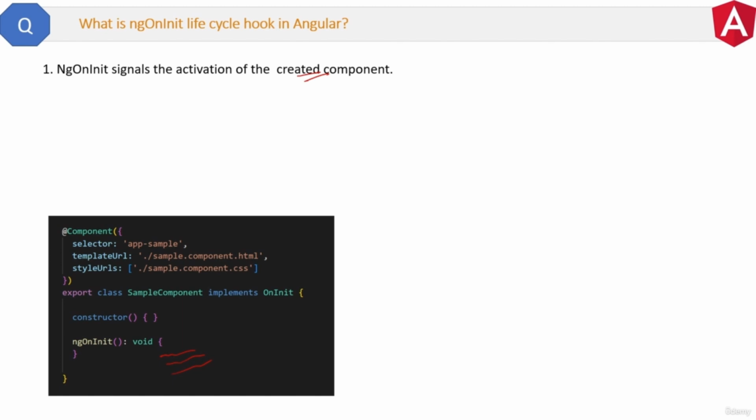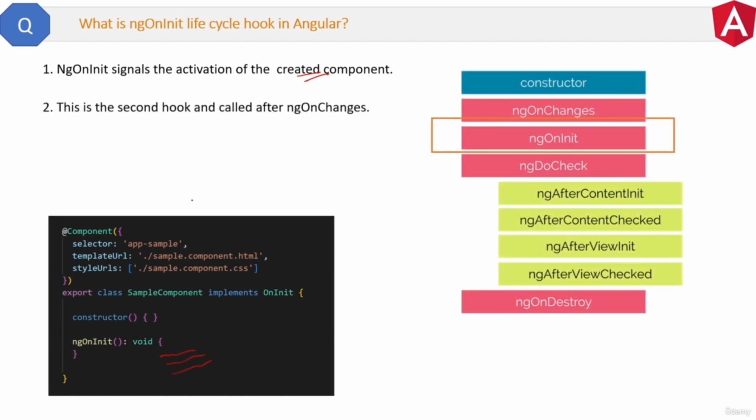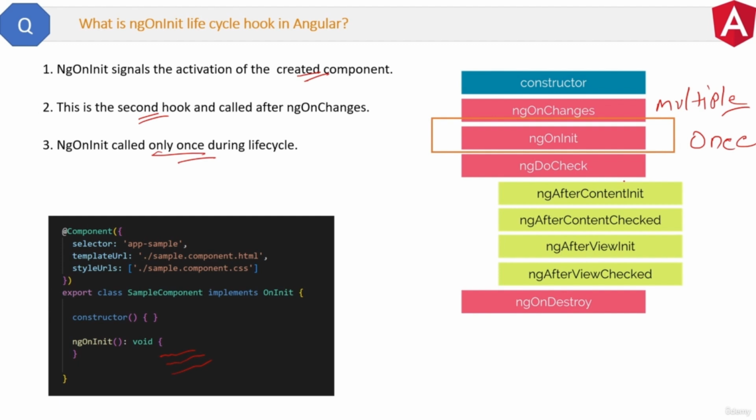You can tell a few more things about this hook to the interviewer. For example, this is the second hook and is called after ngOnChanges. ngOnInit is called only once during the component lifecycle, unlike ngOnChanges, which may be called many times. If there is no input property, then ngOnChanges will not even be called at all. But ngOnInit will be called only once. And Angular knows this is a very important hook, so when you generate a new component, the ngOnInit code will be present by default inside the component.